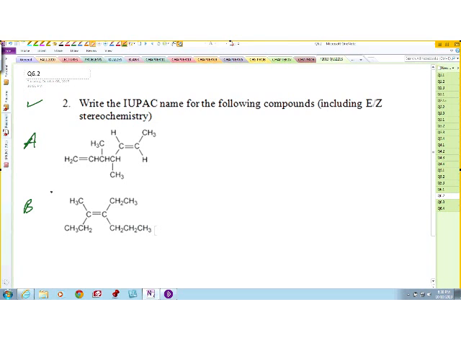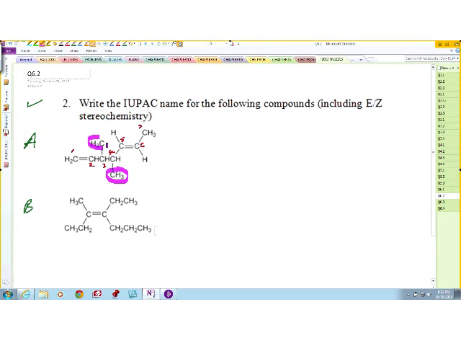How do we name compound A? First question I ask is, what is the longest carbon chain that contains the carbon-carbon double bonds? How many carbons are in there? Seven. Okay. So where do we start to number this chain? From here. So this is carbon 1, carbon 2, carbon 3, carbon 4, carbon 5, carbon 6, and carbon 7. So we have 7 carbon atoms in the base name for this molecule. We also know that in position number 4, we have a methyl group.